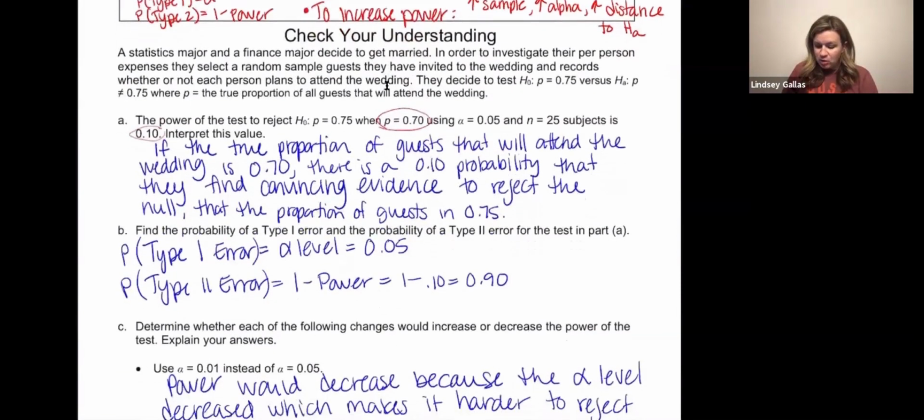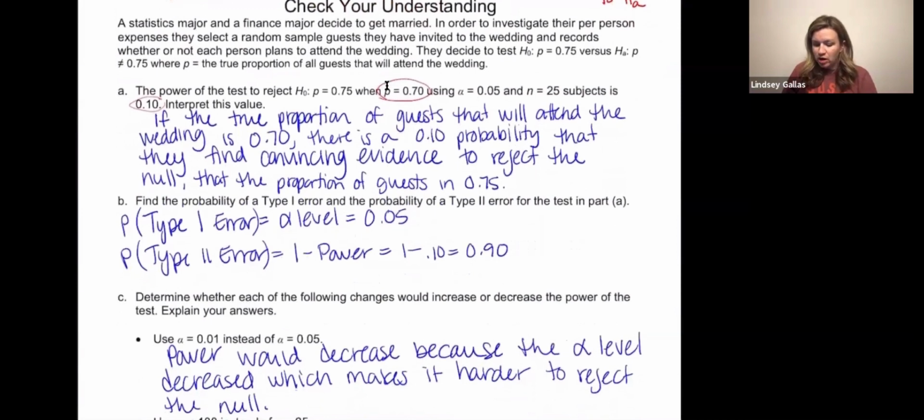All right, for B, we're asked to find type 1 and type 2 error. Type 1 is our alpha level, which we're told is 0.05, so I just filled that in. And then type 2 error, remember, is 1 minus the power, so 1 minus 0.10, so our probability of a type 2 error is 0.90.